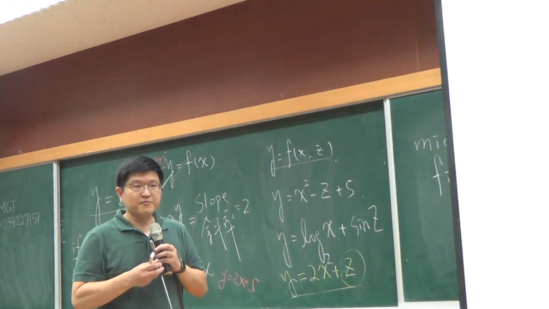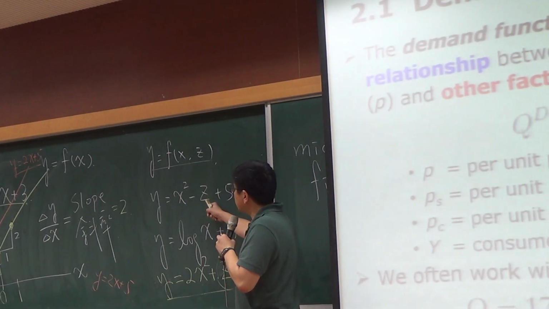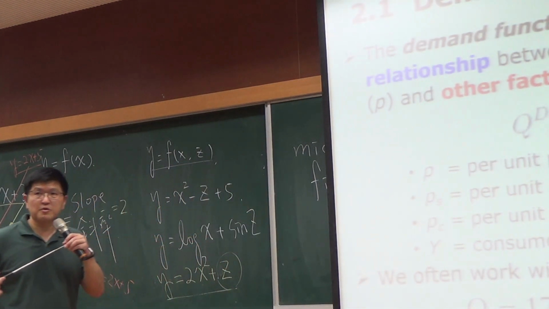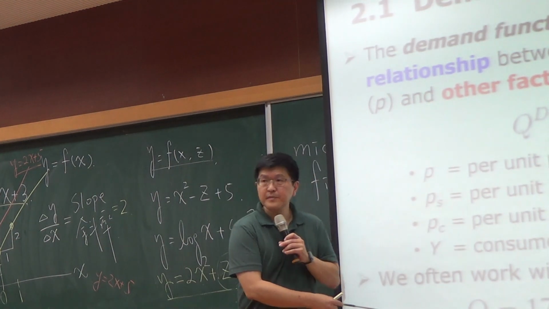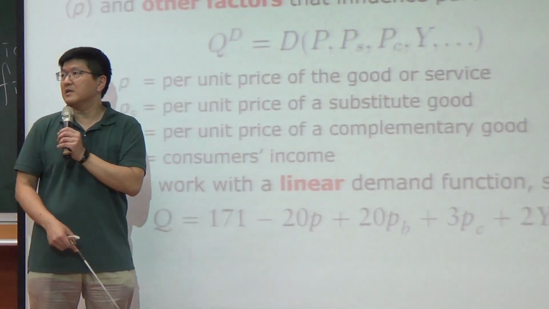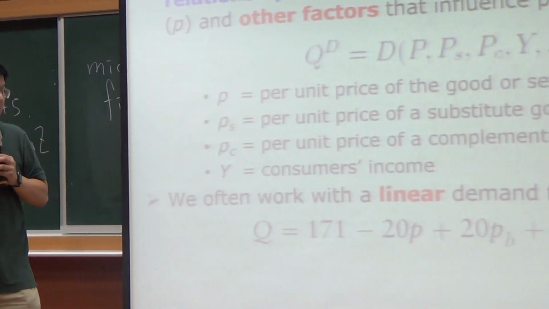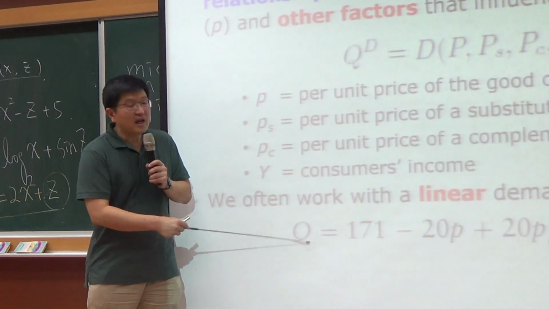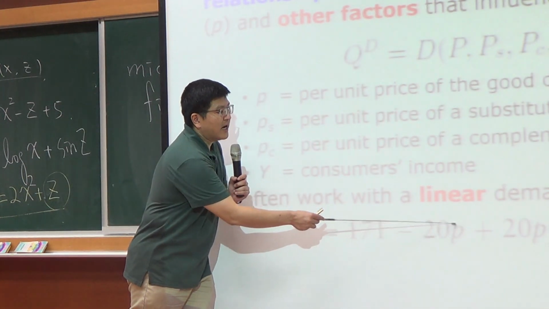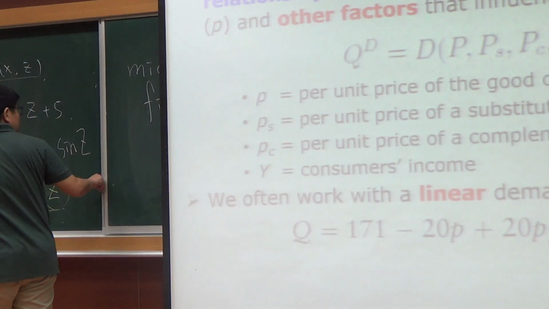And sometimes, for convenience, we work with a linear demand function. So, for example, this is not linear. This is not linear. But sometimes, or mostly, we use a linear relationship to describe the demand, such as this one. So Q equals 171 minus 20P plus 20PB. B is good B, and 3PC. Okay, so B and C just stand for something else. Plus 2Y. So we can analyze this relationship to derive some conclusions, such as the higher the price, the lower the quantity, right? So it's a reverse relationship or a negative relationship.